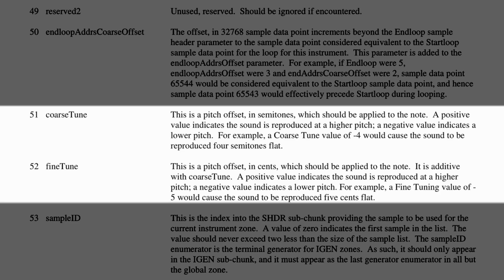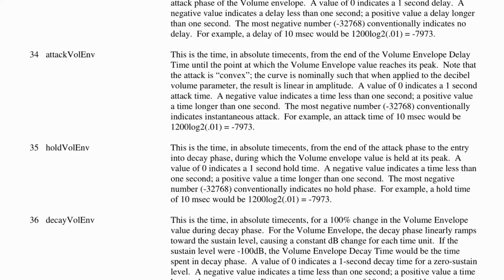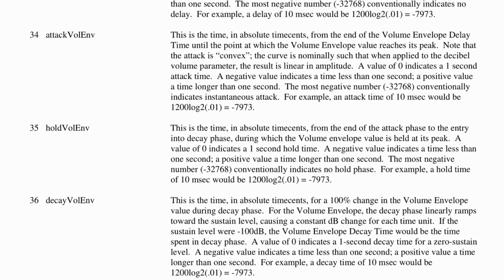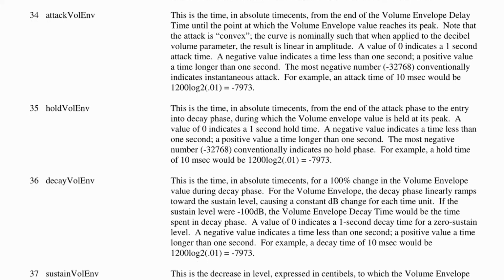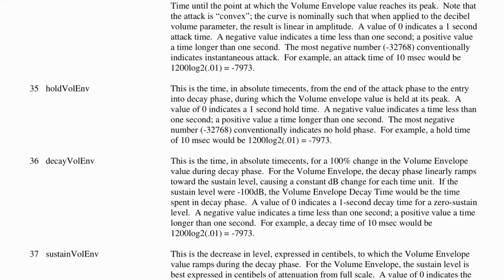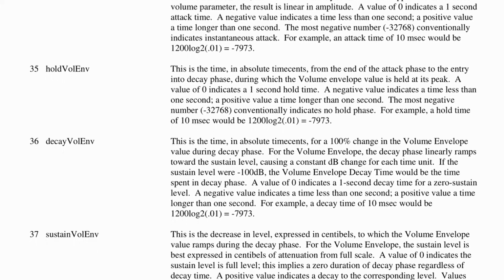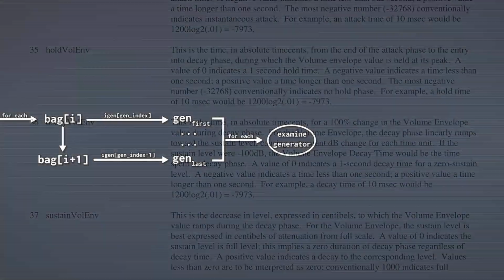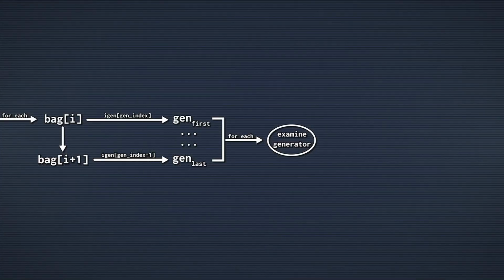Finally, there are generators for the volume envelope of the preset or instrument. These tell us how the volume behaves over different states of a key press. You know, attack, decay, sustain, release, you've probably heard of these before. And that's pretty much it. There are more generator types, but these are the most basic ones that you definitely want to support.